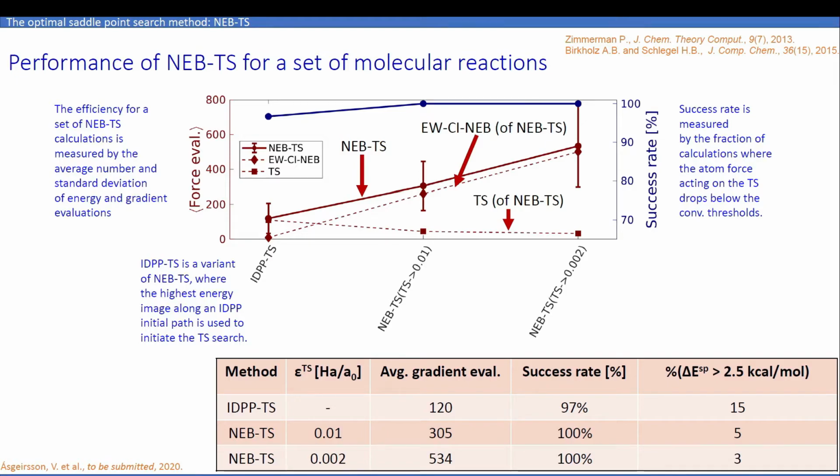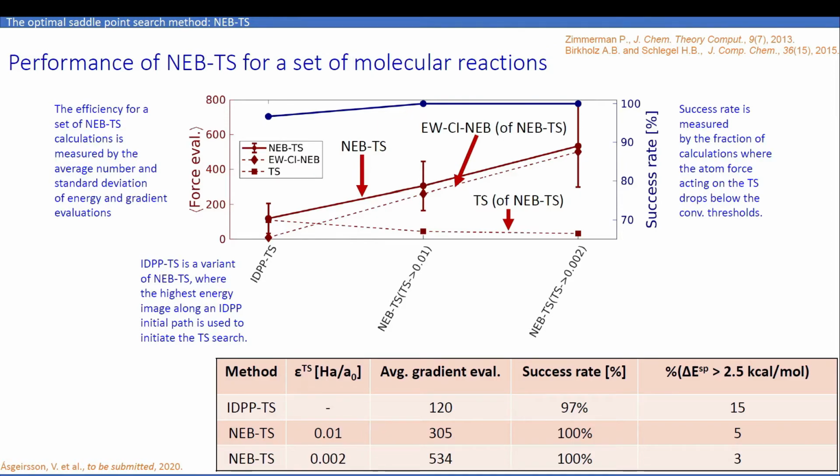Second is that NEP-TS converges to a different saddle point than the reference saddle point on a different minimum energy path, but this is still a minimum energy path that connects the same reactant and product state, and this is fine. Third is that the NEP-TS can converge to a different saddle point on a different minimum energy path, which does not connect to either the reactant and or product state. This would be considered an incorrect saddle point.